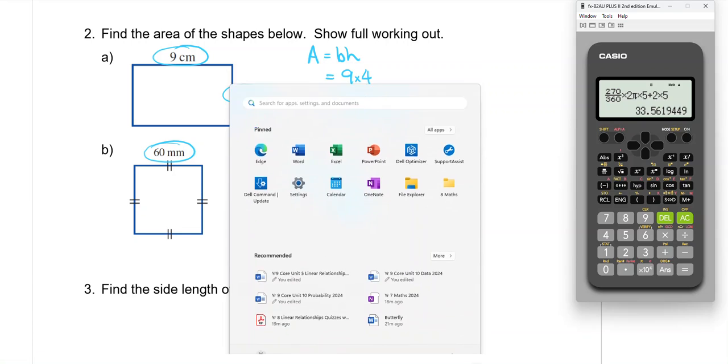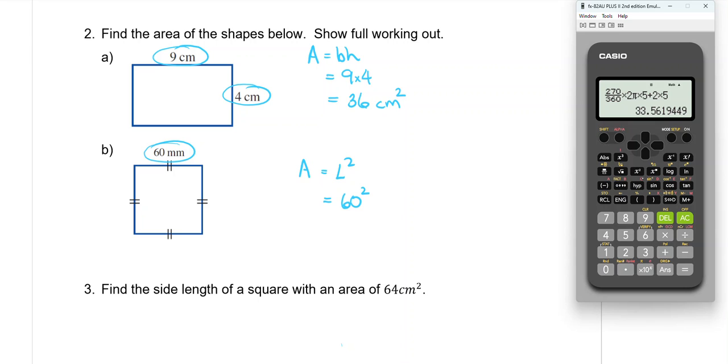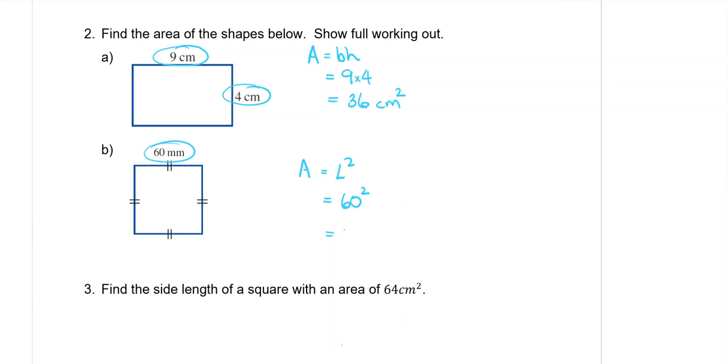Now the squared button on your calculator is the X with a little 2 above it that you can see me swiveling over here. So if you go 60 and then press that button, that's 60 squared, which gives you an answer of 3,600 millimetres squared. Alternatively, if you don't use the squared button, remember that squared means that it's times by itself. So it is 60 times 60, which will give you the same answer.